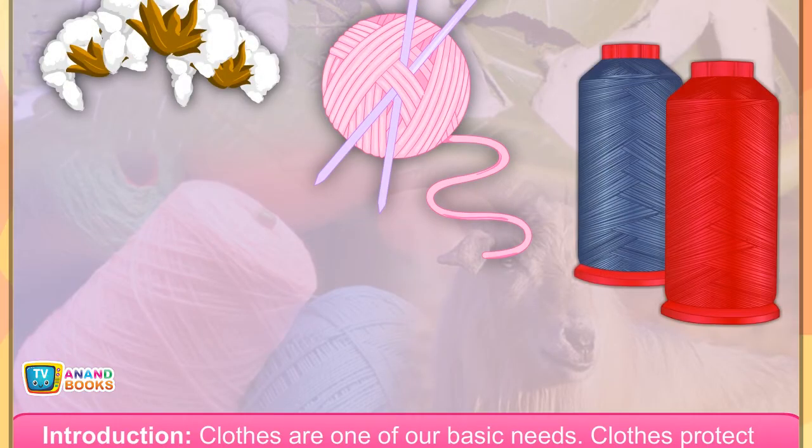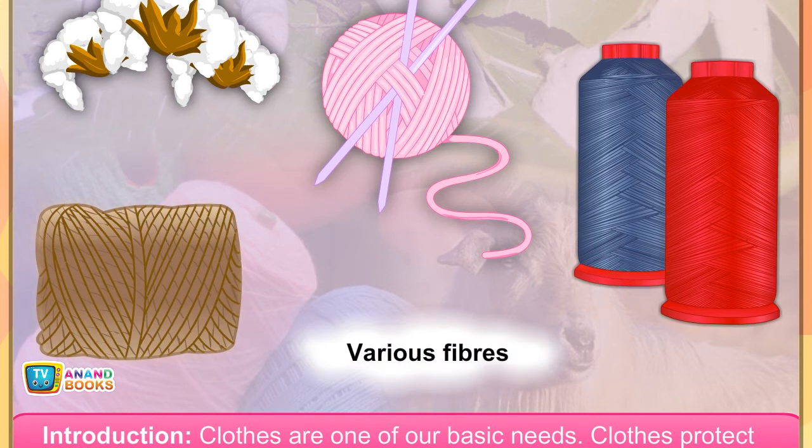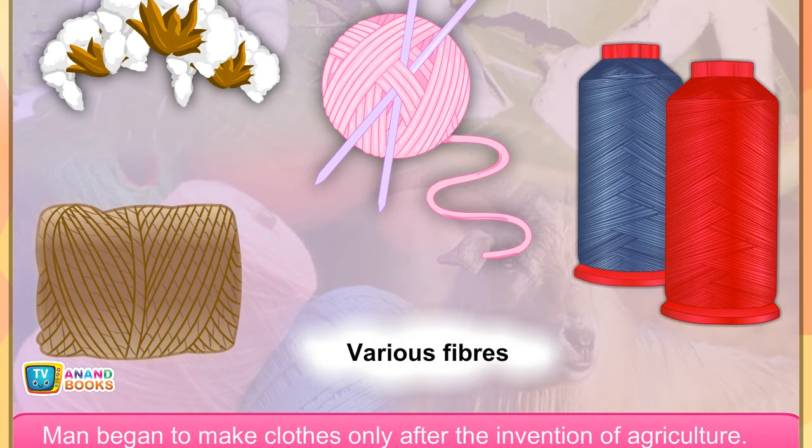Introduction. Clothes are one of our basic needs. Clothes protect us from heat, cold, rain, and insects. Man began to make clothes only after the invention of agriculture. Here is a study about cloth fibers and their sources.